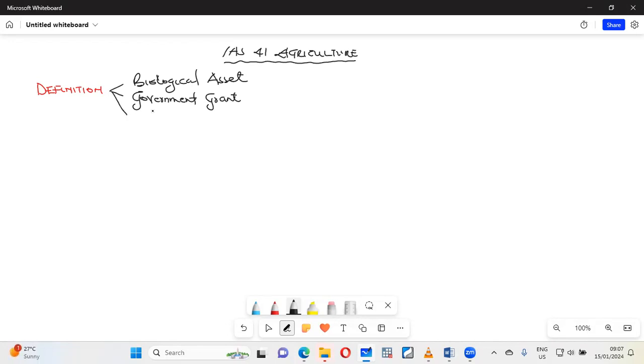Then we have what we call agricultural produce. We need to understand what these things are. Our focus will be agricultural produce at the point of harvest, because beyond the point of harvest, it is no more under IAS 41. It will be under IAS 2 Inventory. So you need to be very, very careful.